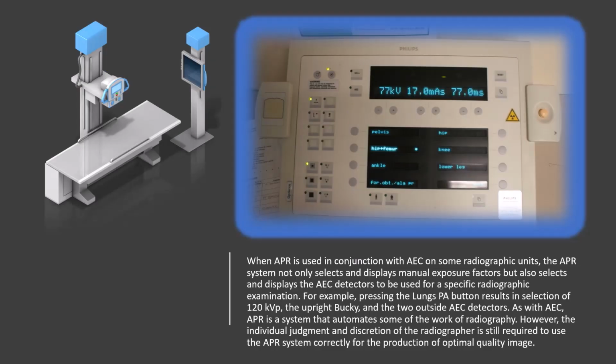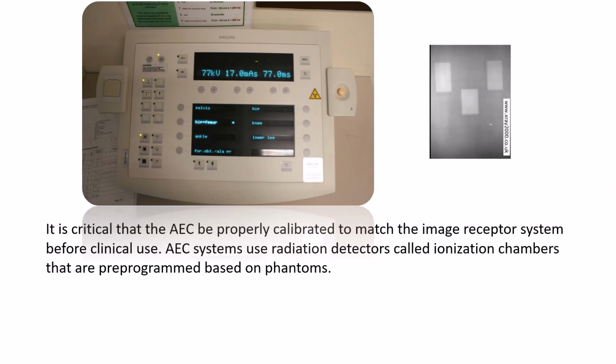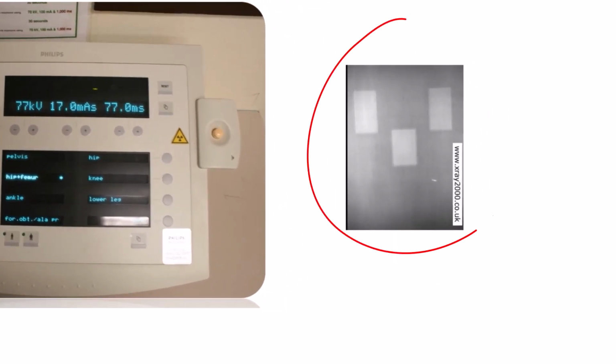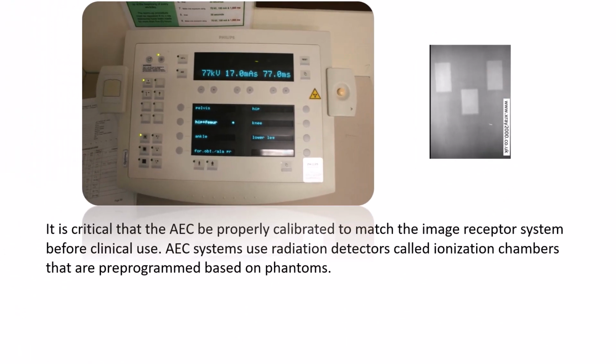When the automatic programming is used in conjunction with AEC on some radiographic units, the APR system not only selects and displays manual exposure factors, but also selects and displays the AEC detectors to be used for specific radiographic examinations. It is critical that if using the AEC, it be properly selected to match the image receptor systems before clinical use. AEC or automatic exposure systems use radiation detectors called ionization chambers that are pre-programmed based on phantoms.